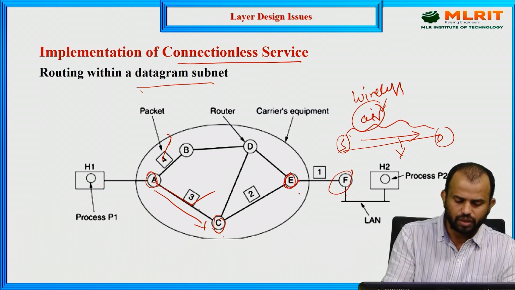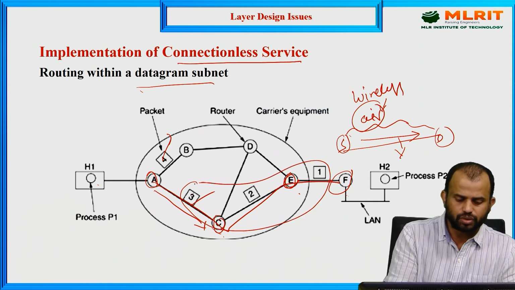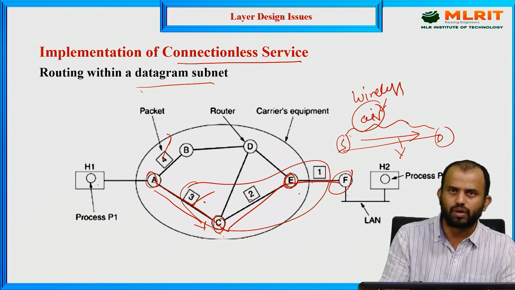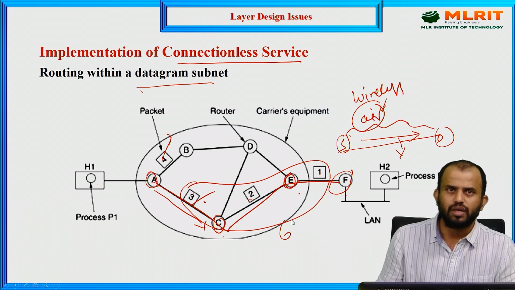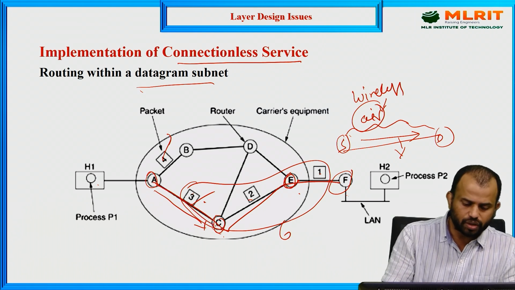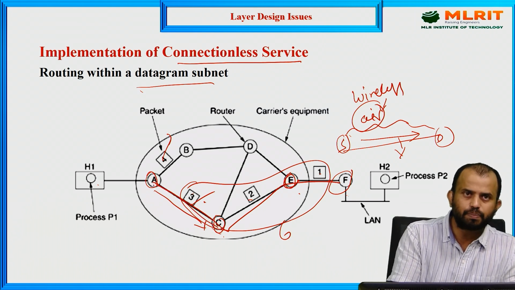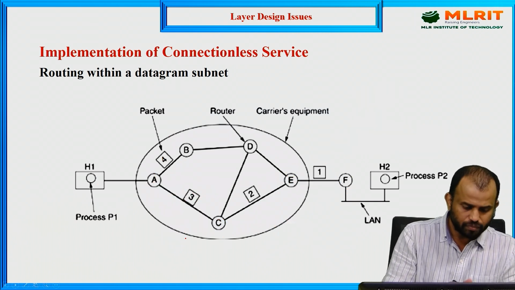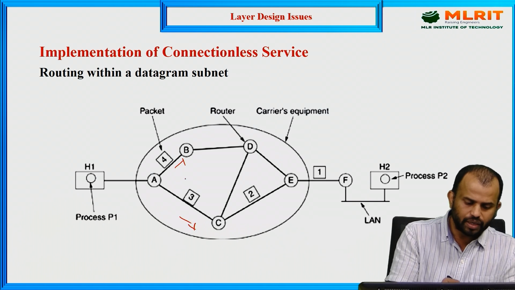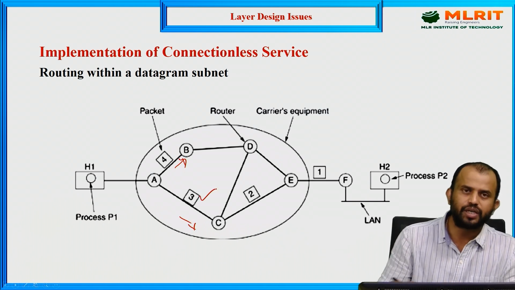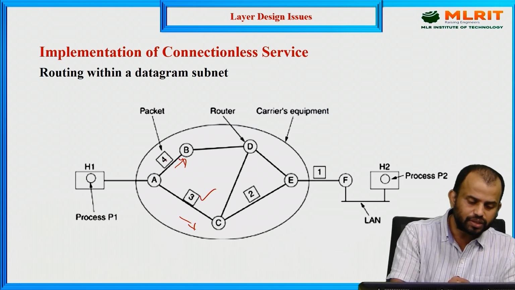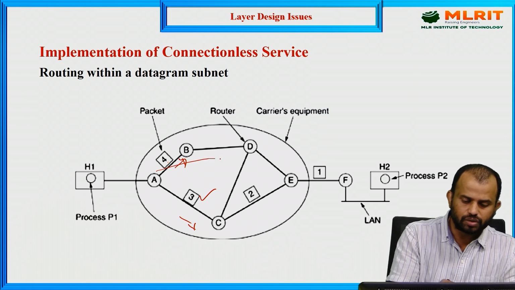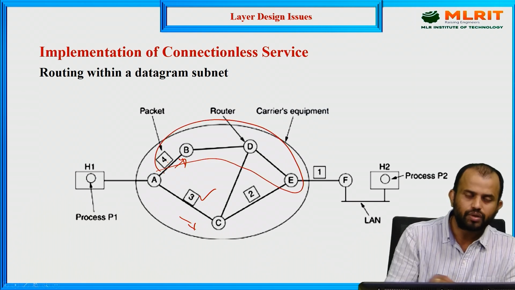Looking at A, C, E, F, we have 3, 2 and 1. So the total size should be 3 plus 2 plus 1, which is 6. Once we choose the shortest path, for example from A, path A can choose either the B direction or the C direction. But the shortest path packet is A to C, which is 3. So this other direction we are going to ignore.